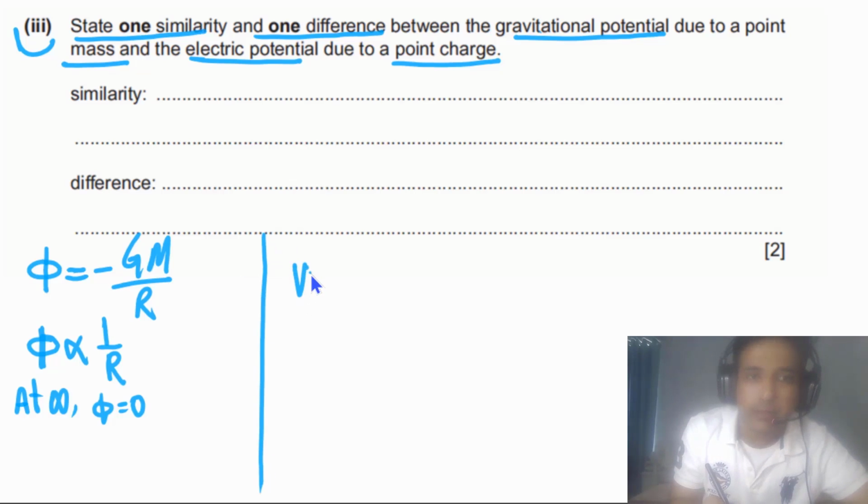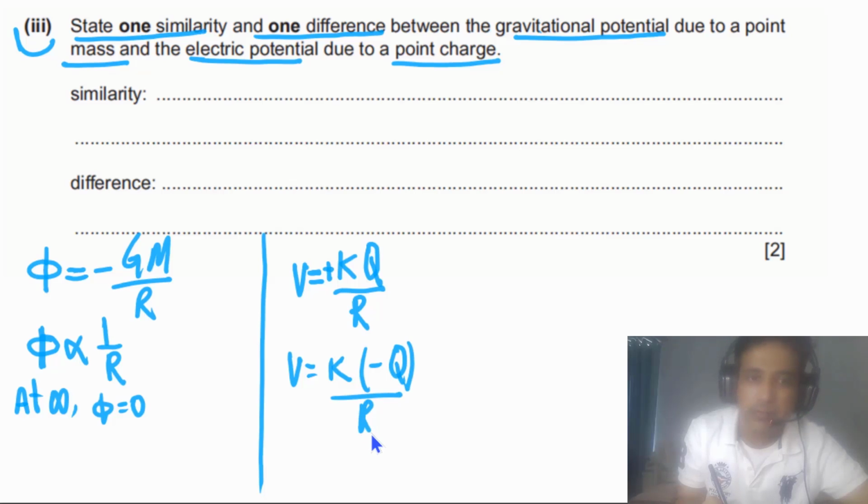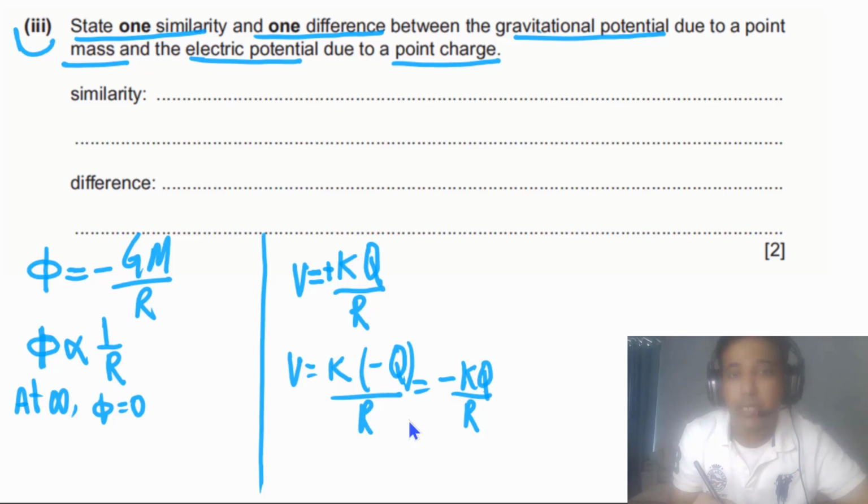Now let's try to understand electrical potential. Electrical potential is equal to kQ divided by r. If Q is positive, the potential will be positive, meaning the potential due to positive charges is positive, and potential due to negative charges is negative. This is a very important point, the difference between gravitational potential and electric potential. From here we can also see that V is inversely proportional to the distance from the point charge.